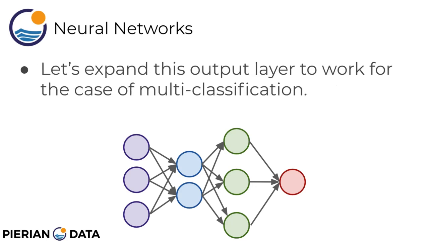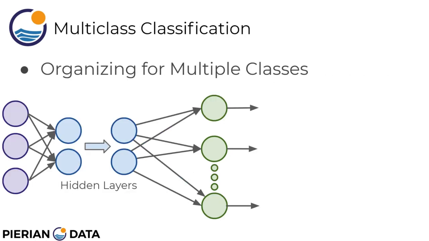However, let's now expand this output layer to work for the case of multi-classification. So what this ends up looking like is we have our input layer at the very beginning, then we have some hidden layers, and then we have a final output layer, where the final output layer is essentially a neuron per class. So that there's one neuron for class 1, another neuron for class 2, all the way till n classes.